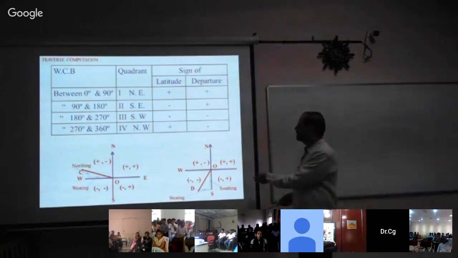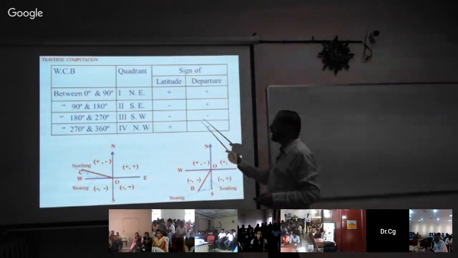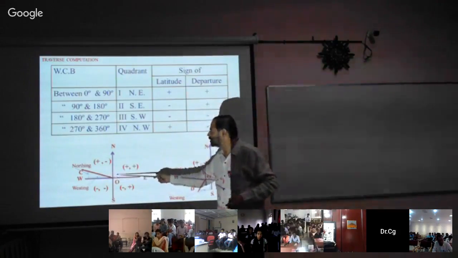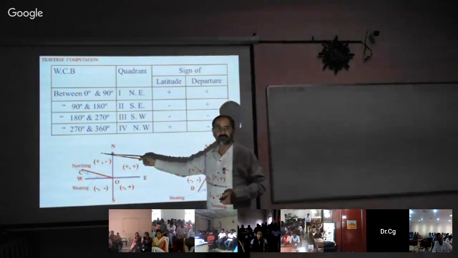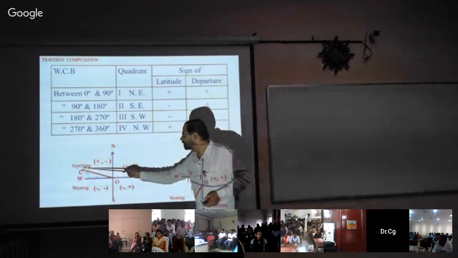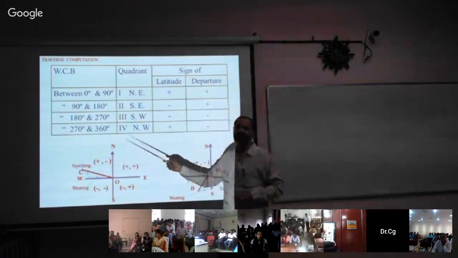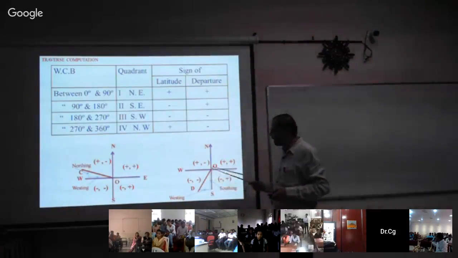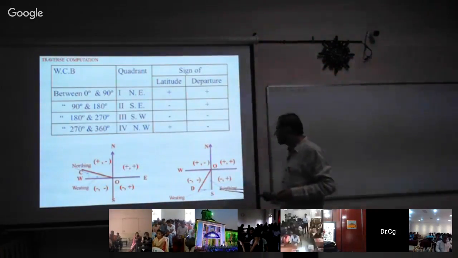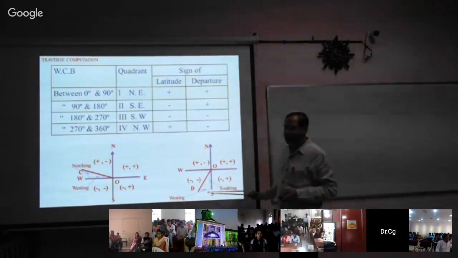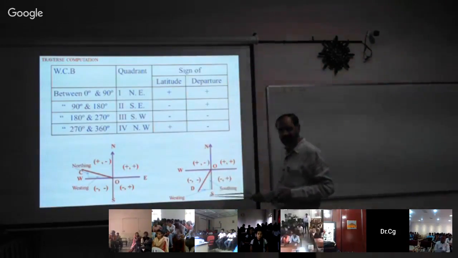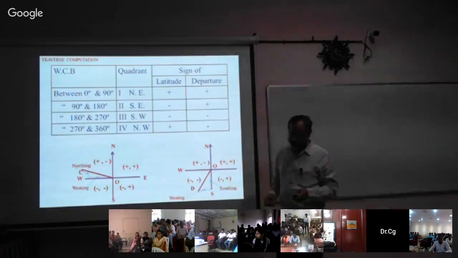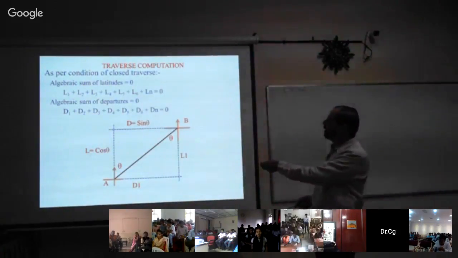Next up, the same thing I have written here. See again, the north coordinate of this survey line OC is positive, and the west coordinate of this line OC is negative. For the line OD, the south coordinate, the southing, is minus, and the west coordinate of OD is again minus, negative. South and west.